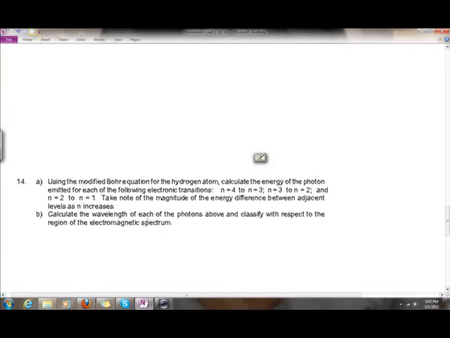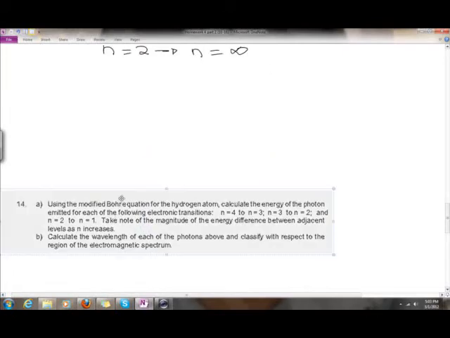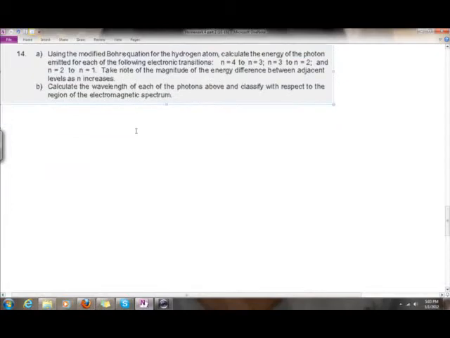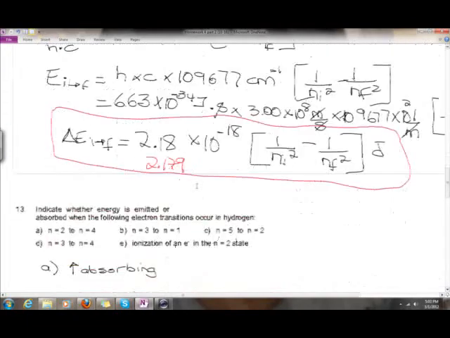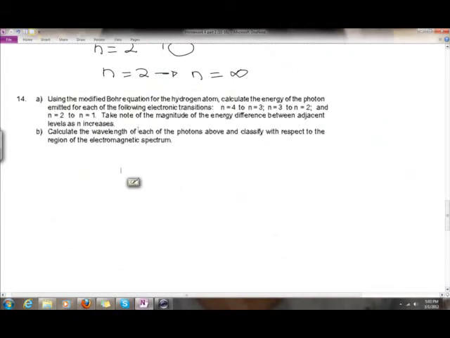Let me move this a little bit up, and let's do number 14. Using the modified Bohr equation for the hydrogen atom, remember which one is the modified equation? It's this one. Calculate the energy of a photon emitted for each of the following transitions: N4 to N3, N3 to N2, and N2 to N1. Take note of the magnitude of the energy difference between adjacent levels as N increases. Okay, so let's go ahead and do letter A.